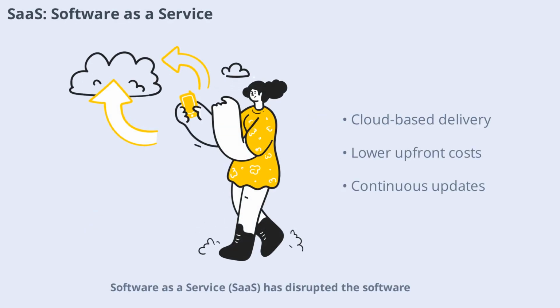Software as a service (SaaS) has disrupted the software industry by moving from one-time purchases to cloud-based subscriptions. This model offers flexibility, lower upfront costs, and continuous updates. Companies like Salesforce and Zoom have thrived by delivering software over the internet, making powerful tools accessible to businesses of all sizes.